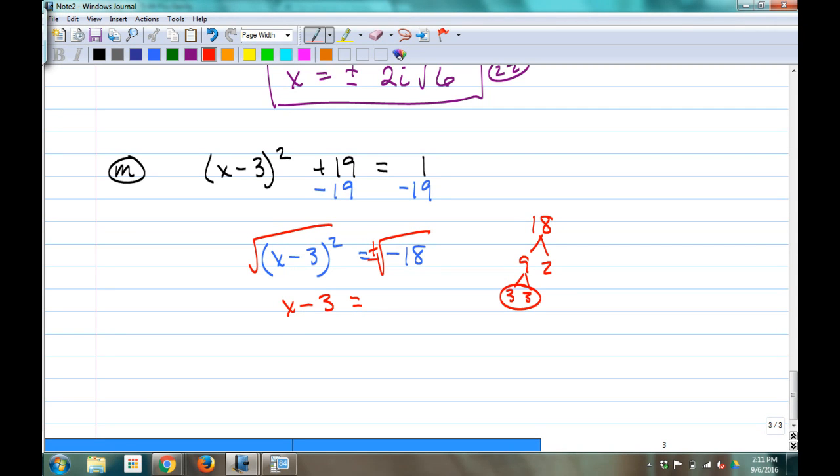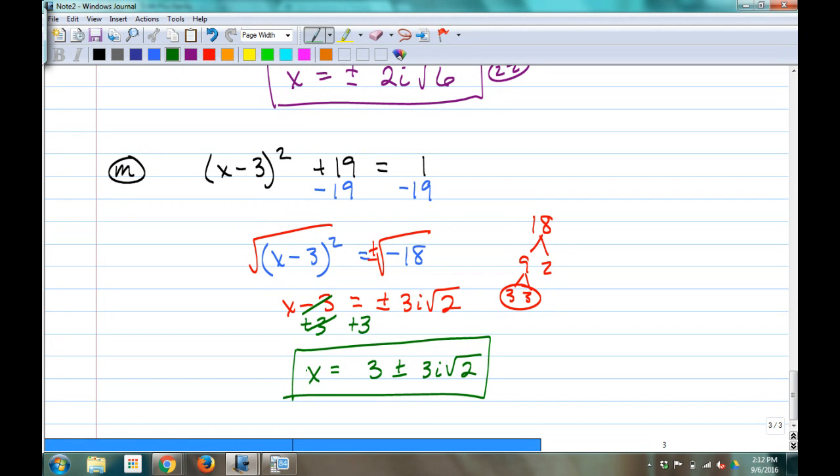So what's that going to be on the right-hand side? Plus or minus what? 3i radical 2. There's a pair of 3, so the 3 comes out, 2 stays in. And then add 3 to get x by itself. And that 3 here is not a like term with this guy. This has the i and the radical 2 on it. So it's just 3 plus or minus 3i radical 2. Those are the 2 answers for that equation.